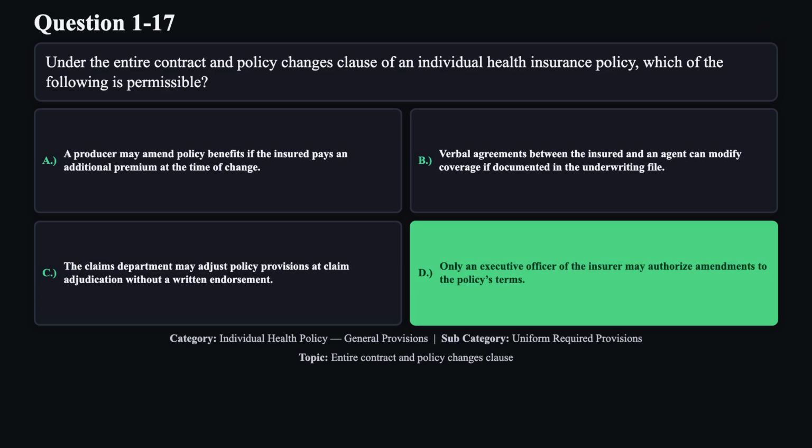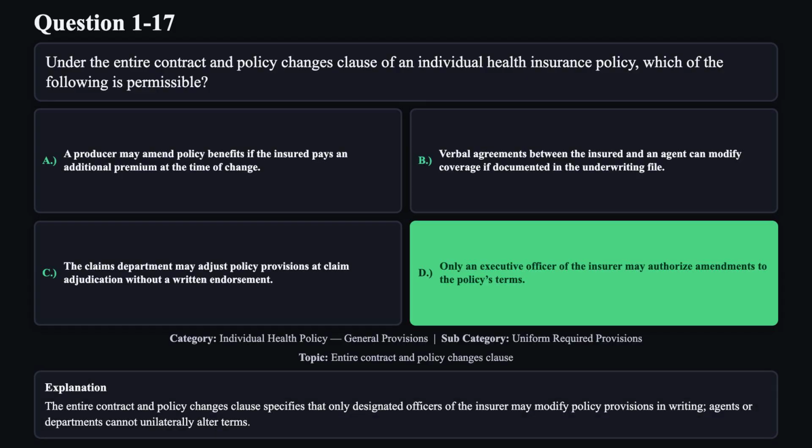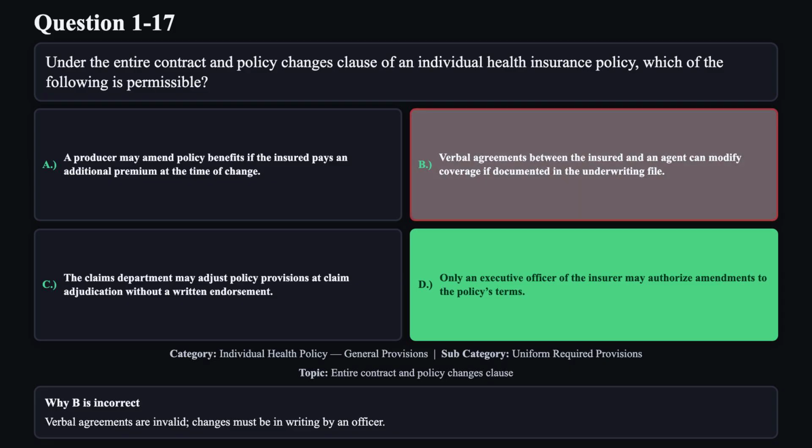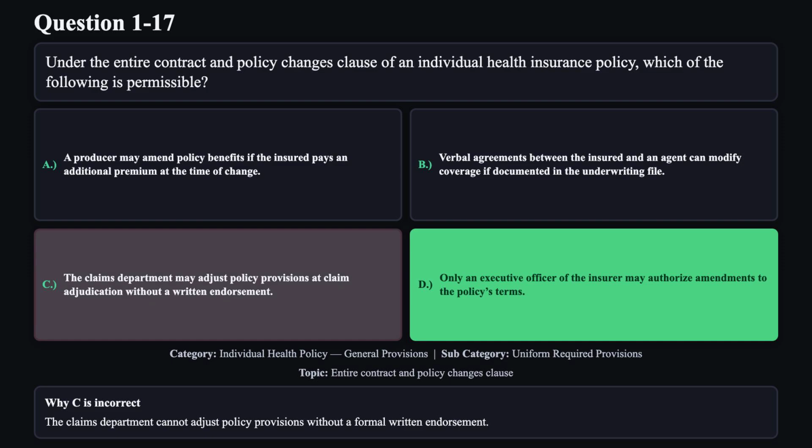The correct answer is D. The entire contract and policy changes clause specifies that only designated officers of the insurer may modify policy provisions in writing. Agents or departments cannot unilaterally alter terms. Reason A is not correct. Producers have no authority to amend policy terms even if additional premium is paid. Reason B is not correct. Verbal agreements are invalid. Changes must be in writing by an officer. Reason C is not correct. The claims department cannot adjust policy provisions without a formal written endorsement.